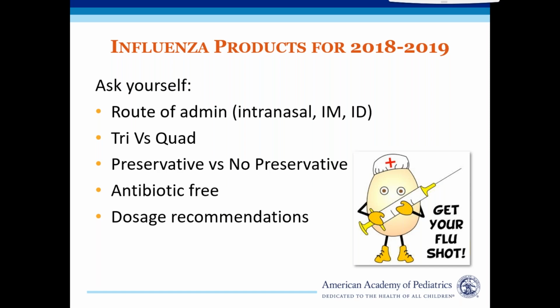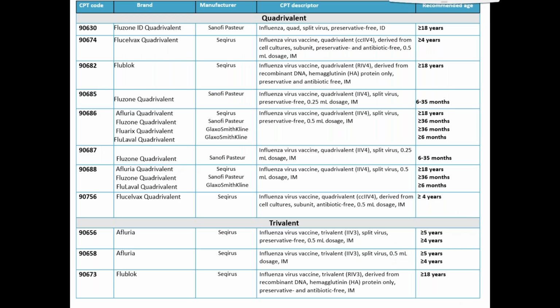There are so many different variations within the influenza products, not just for the 18-19 season, but for the last several years. But always ask yourself to be sure you're in the right code. What's the route of administration? If it's an IM, are we using an IM code? If it's an intradermal, are we in the intradermal code? Is it a trivalent or quadrivalent? Preservative, no preservative? Is it antibiotic free? Dosage recommendations.